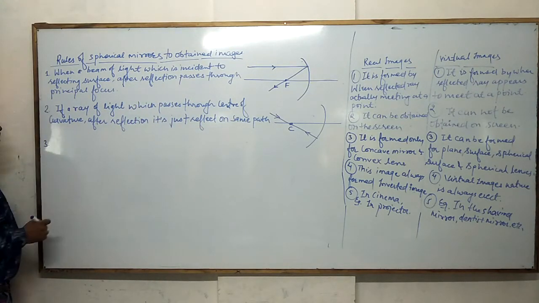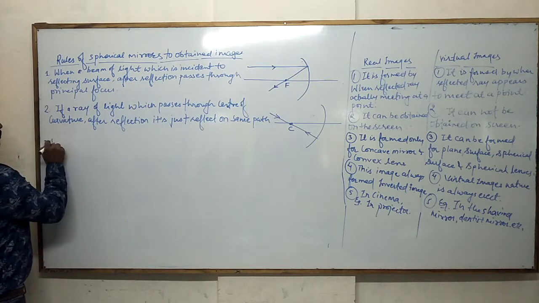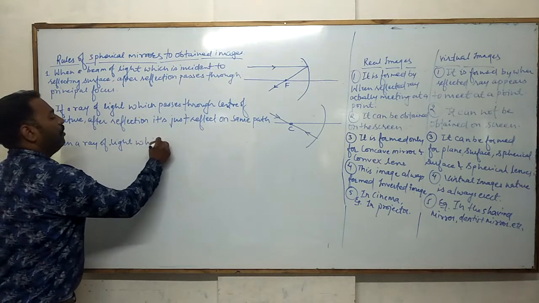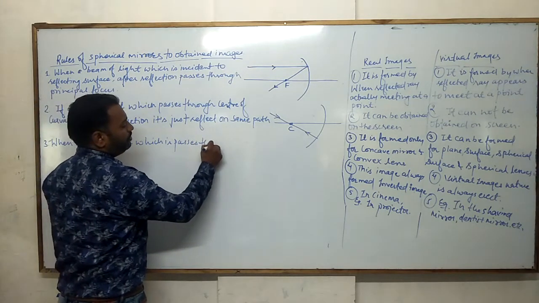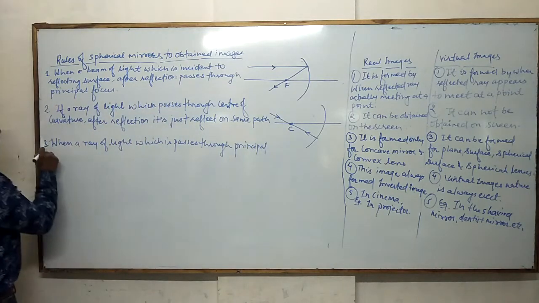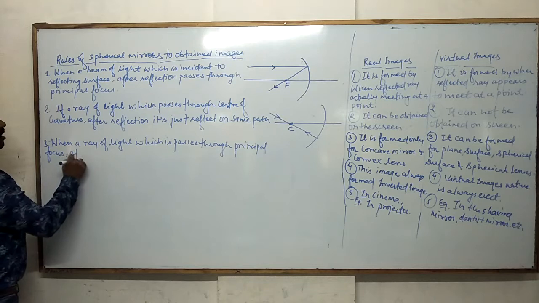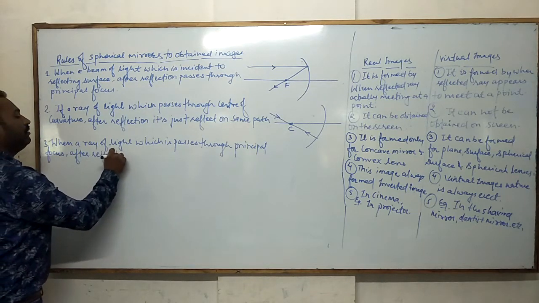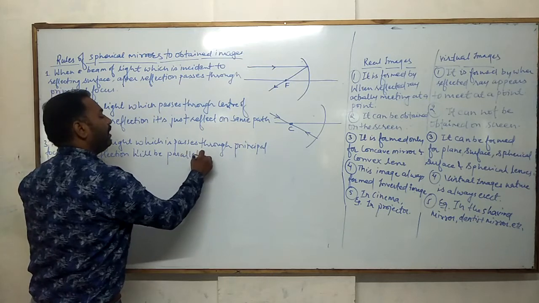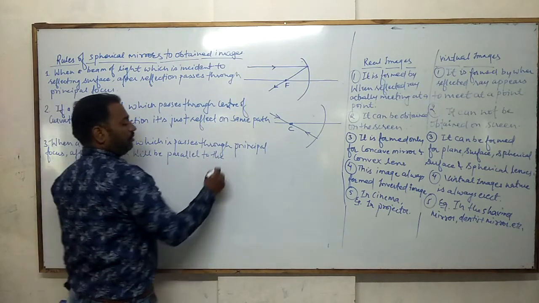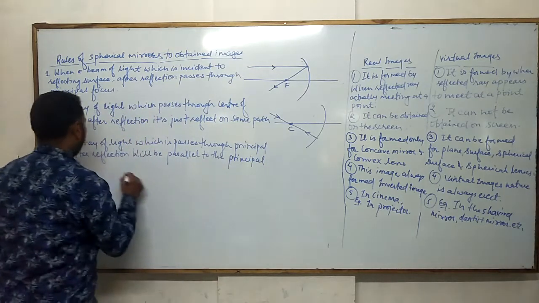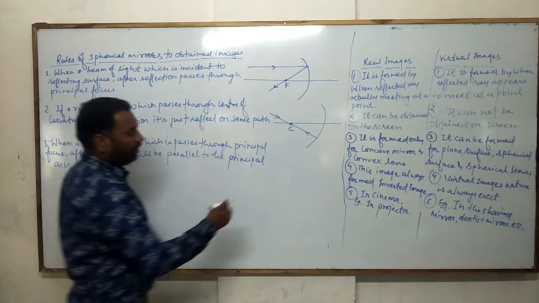Now the third rule is: when a ray of light which passes through the principal focus, after reflection will be parallel to the principal axis.